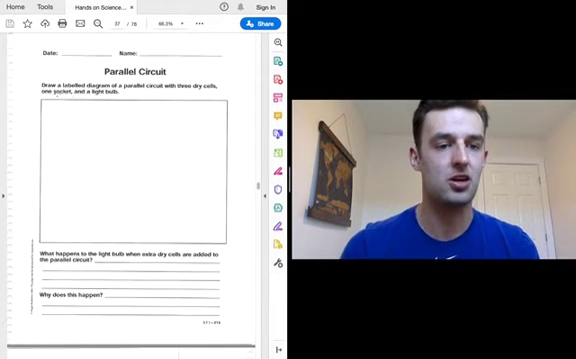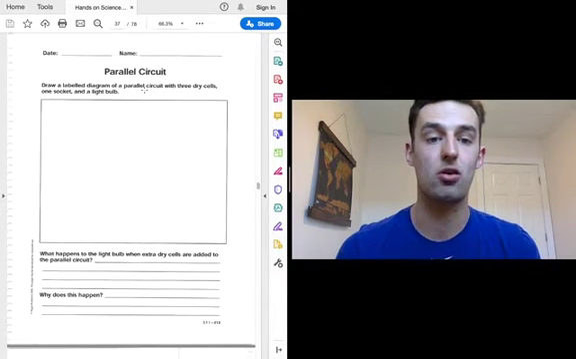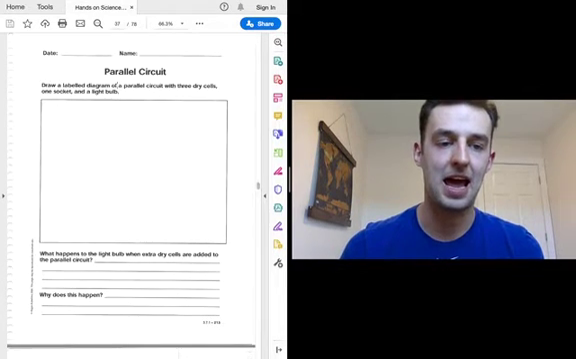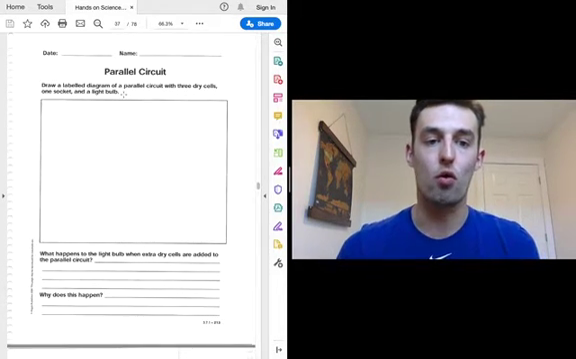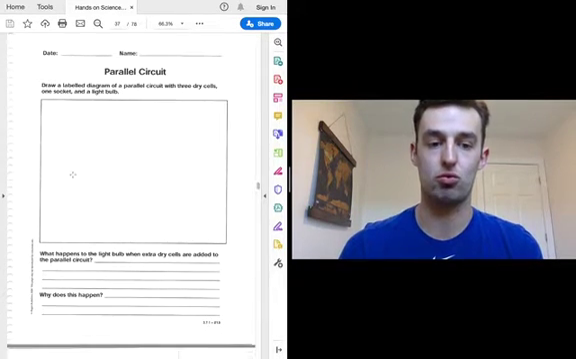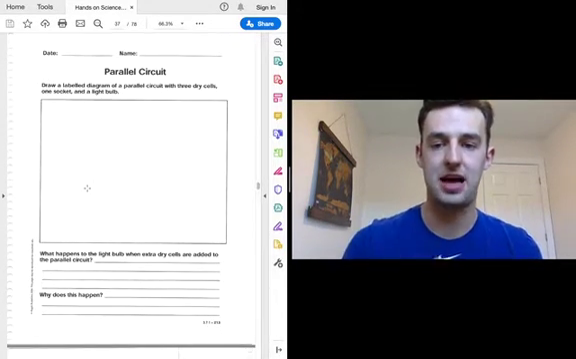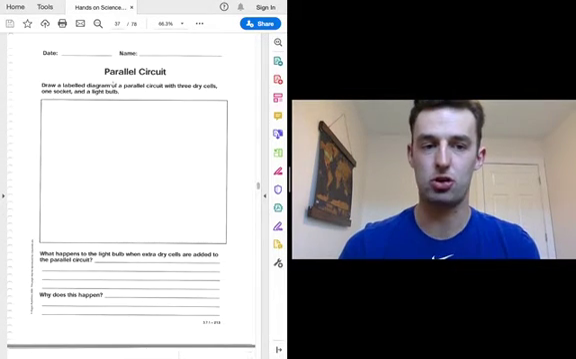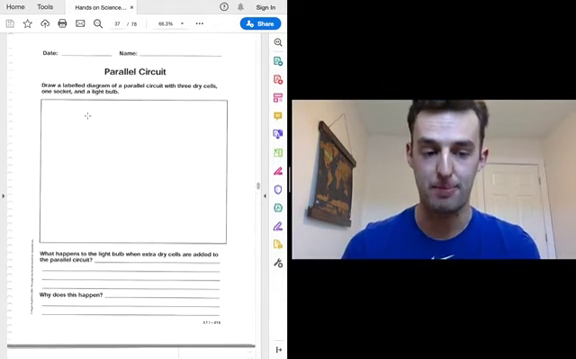So in this one, again, you're going to draw a labeled diagram of a parallel circuit with 3 batteries, some wiring, and a light bulb. So for this one, you're going to have multiple routes to get to that light bulb and then back to the battery. Or if you want to make it a little bit easier to show your knowledge, you can have more than one light bulb and just show me what a parallel circuit would look like with more than one light bulb.